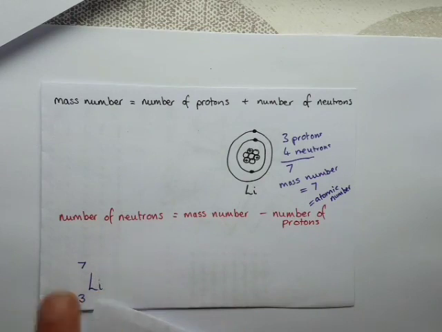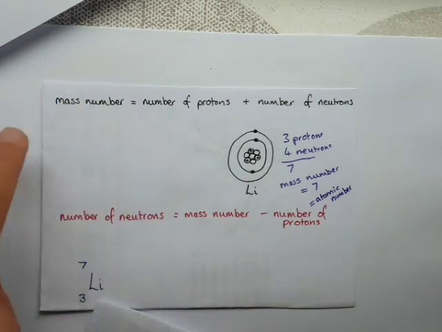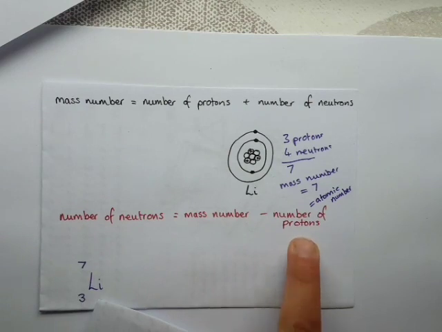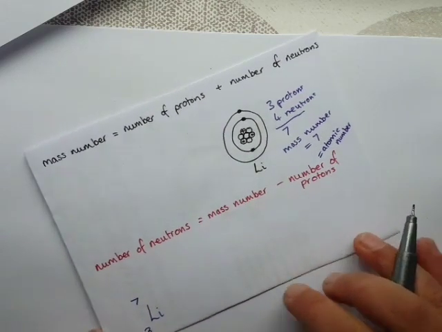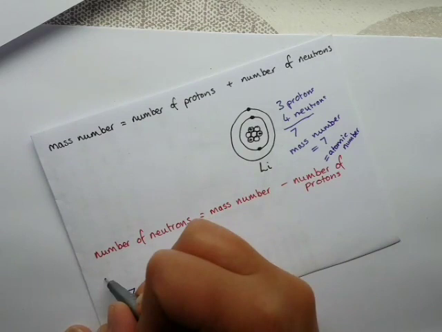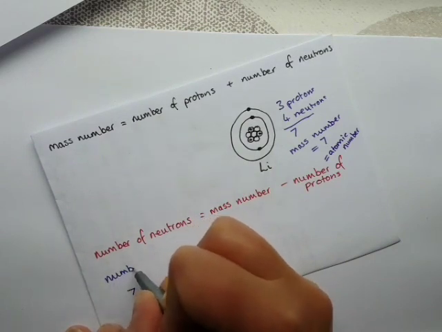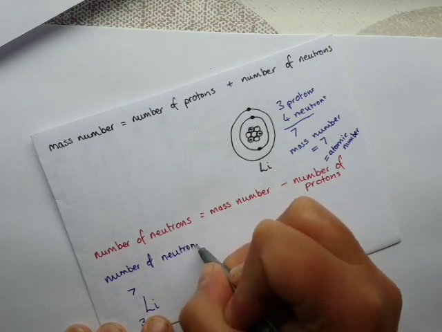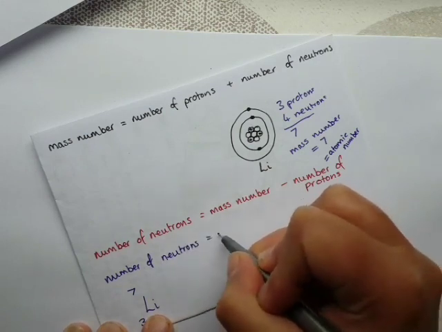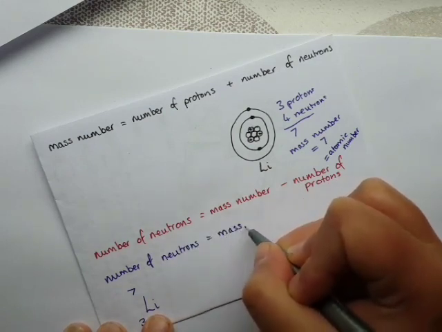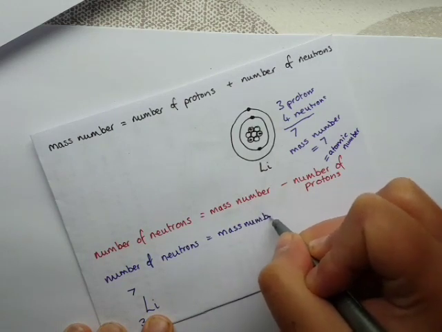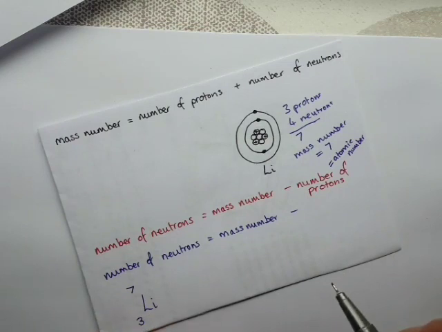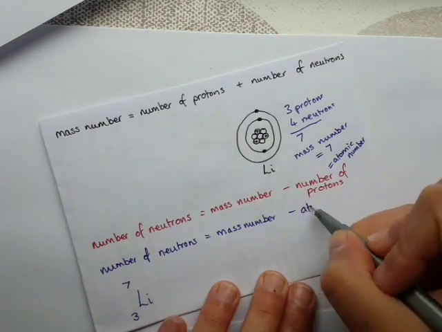So actually, just by rearranging this top equation, we've said the number of neutrons is the mass number take away the number of protons. We can make that a little bit simpler by saying the number of neutrons is the mass number take away the atomic number, because remember the number of protons is the same as the atomic number.